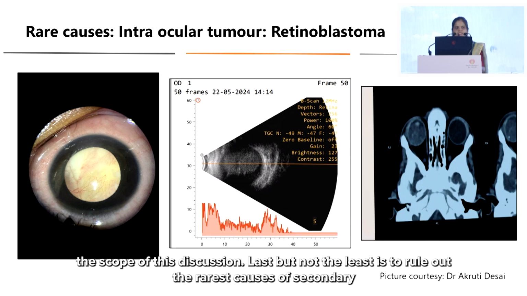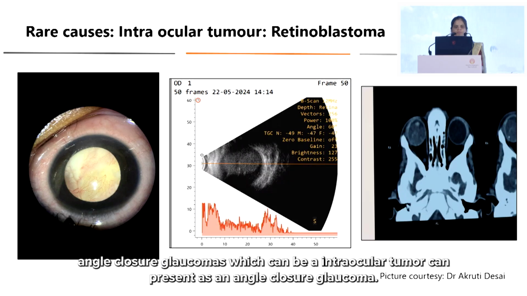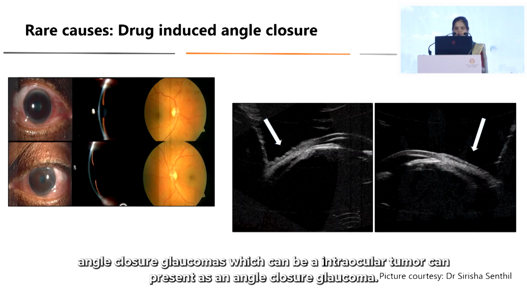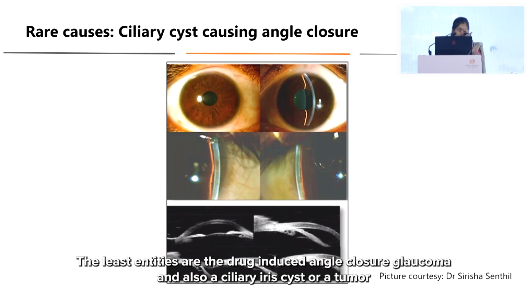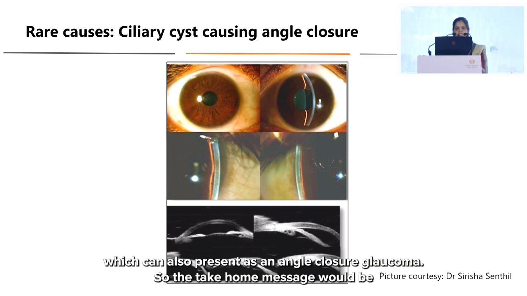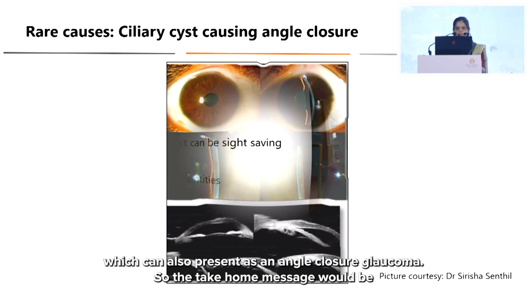Last but not the least is to rule out the rarest causes of secondary angle closure glaucomas, which can be an intraocular tumor presenting as angle closure glaucoma. The rarest entities are drug-induced angle closure glaucoma and also a ciliary iris cyst or tumor, which can also present as angle closure glaucoma.